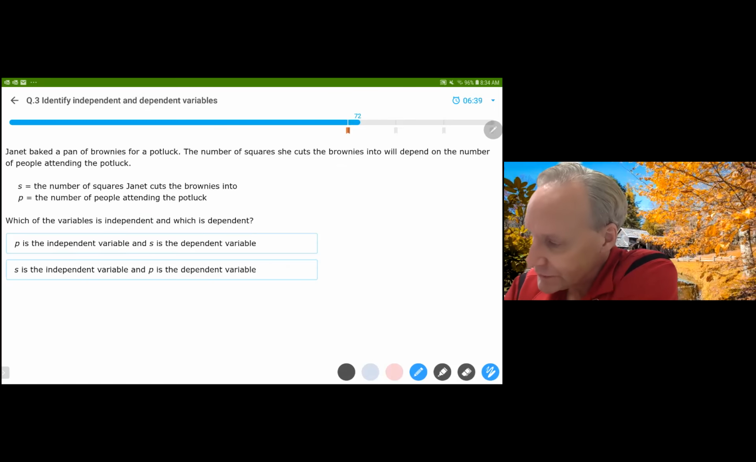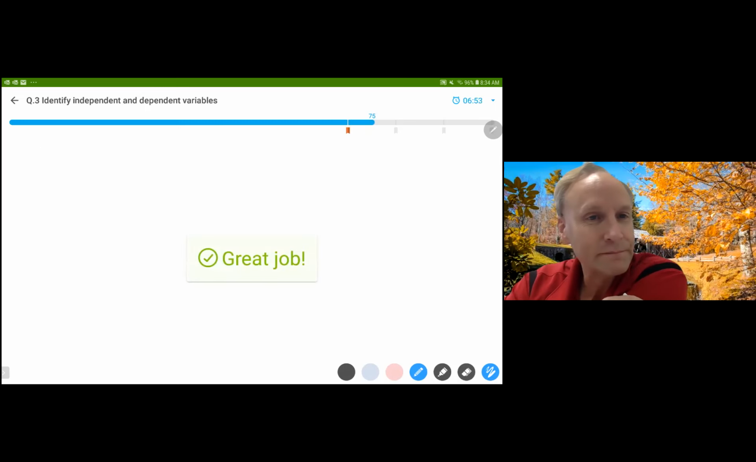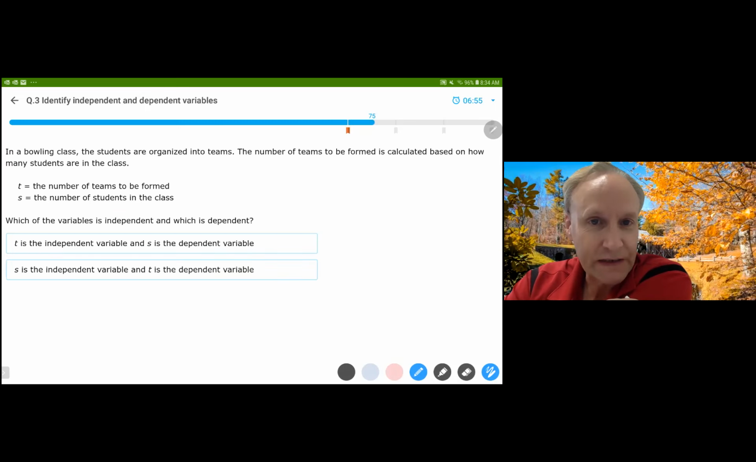The number of squares she cuts will depend. So the number of squares is S, and that is the dependent. So S is the dependent, P is the independent, the number of people. I'm going to go a little faster. If you can identify one or the other, then the other one is obviously the other way.